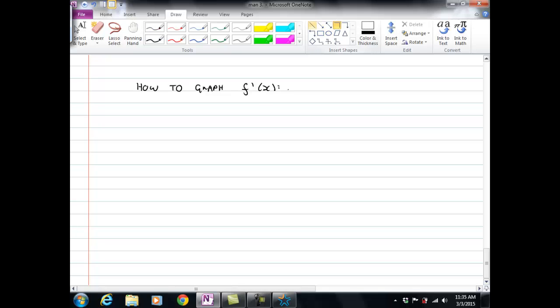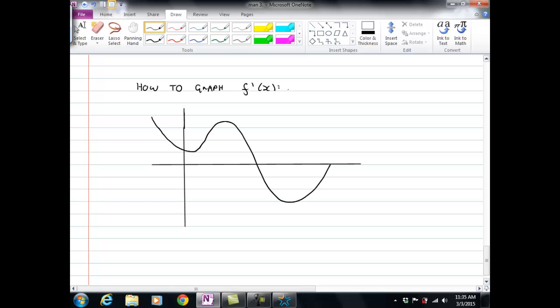I'm going to give you a grid. We're going to draw a grid right now. And this is where concept begins. We'll try to draw it, so make it even. I'm going to give you a graph. The graph looks something like this. This is f of x. I'm going to ask you to sketch f prime of x.